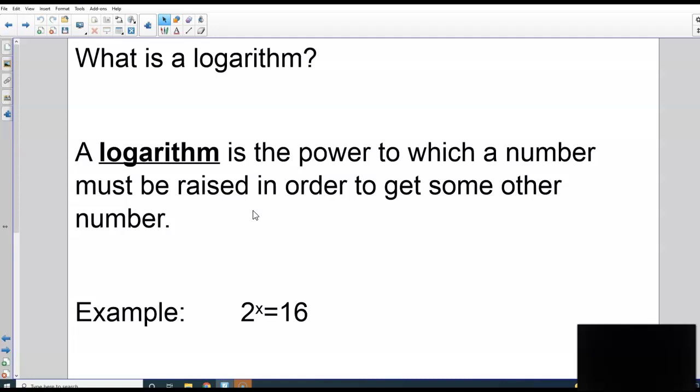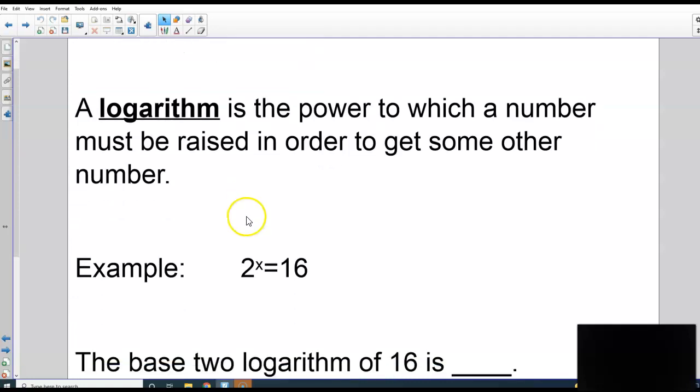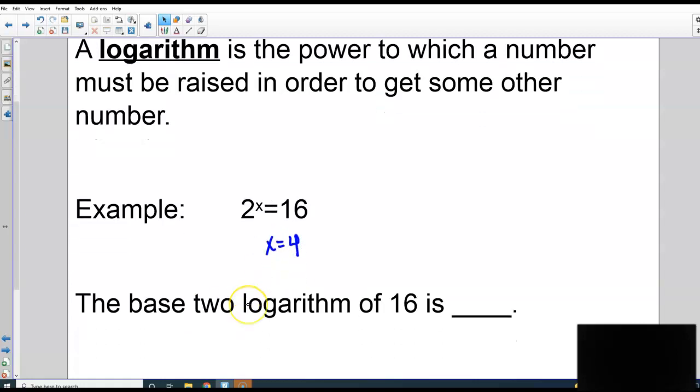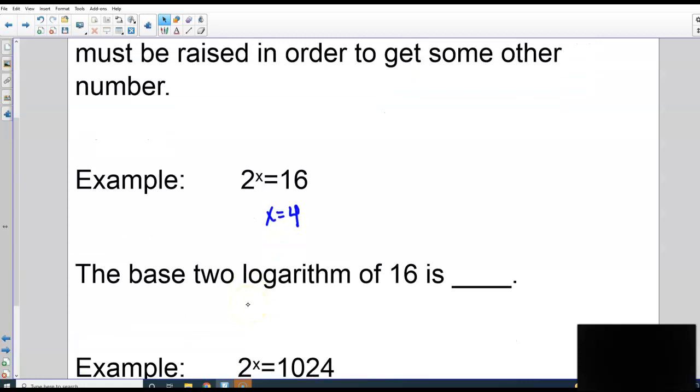A logarithm is the power to which a number must be raised in order to get some other number. So, for example, 2 must be raised to some power to get 16. What power is that? What is that x going to be? 4. So x would be 4 in this case. 2 to the 4th power would give us 16. So the other way that we could talk about this is we would say the base 2 logarithm of 16 is 4. So log base 2 of 16 equals 4. That's the other way we could write that in symbols.